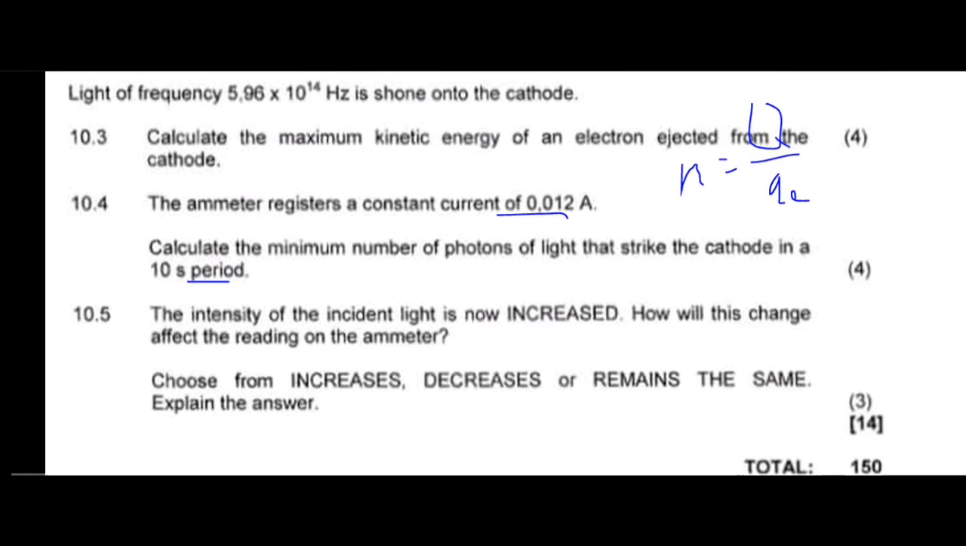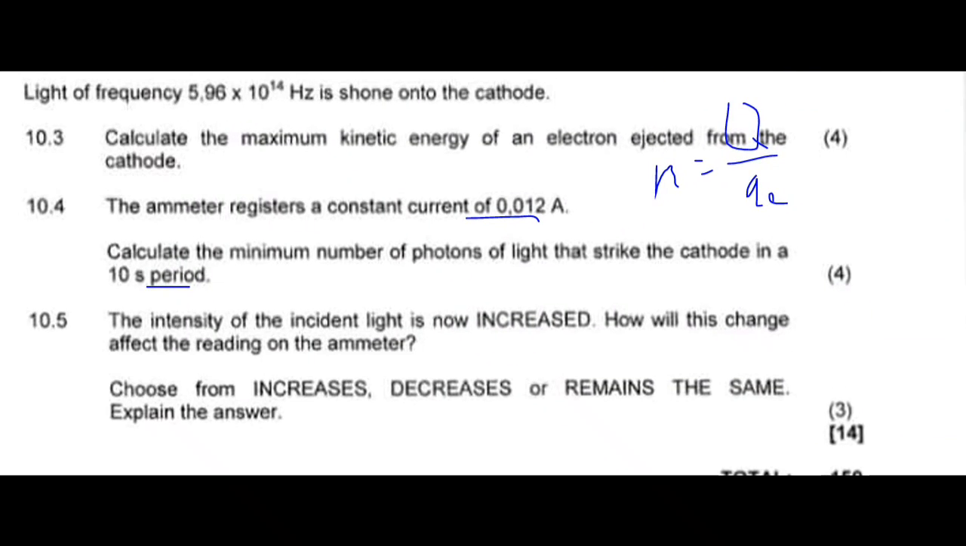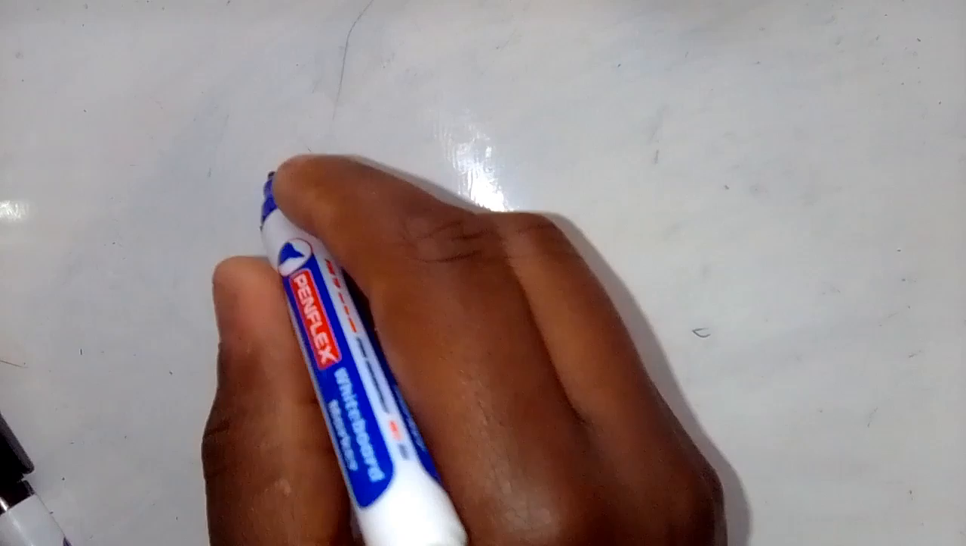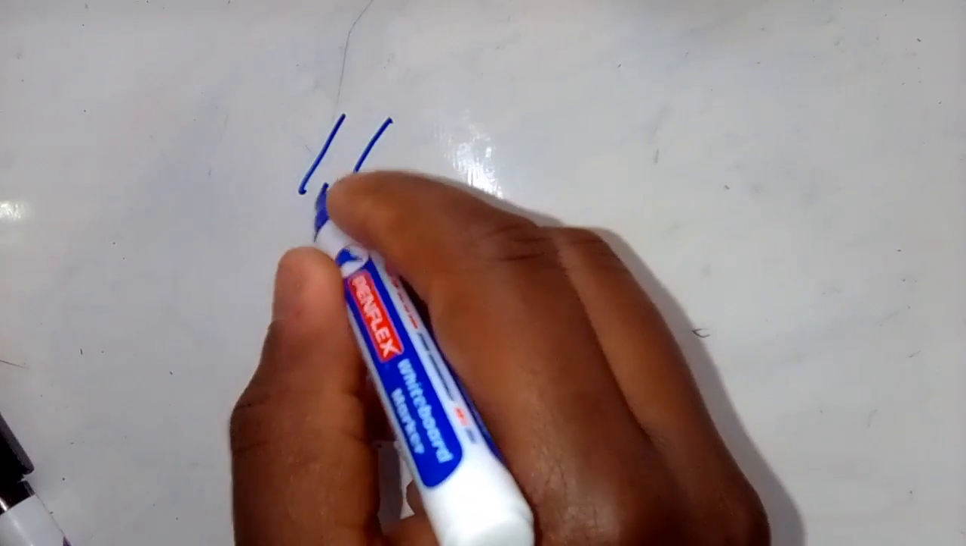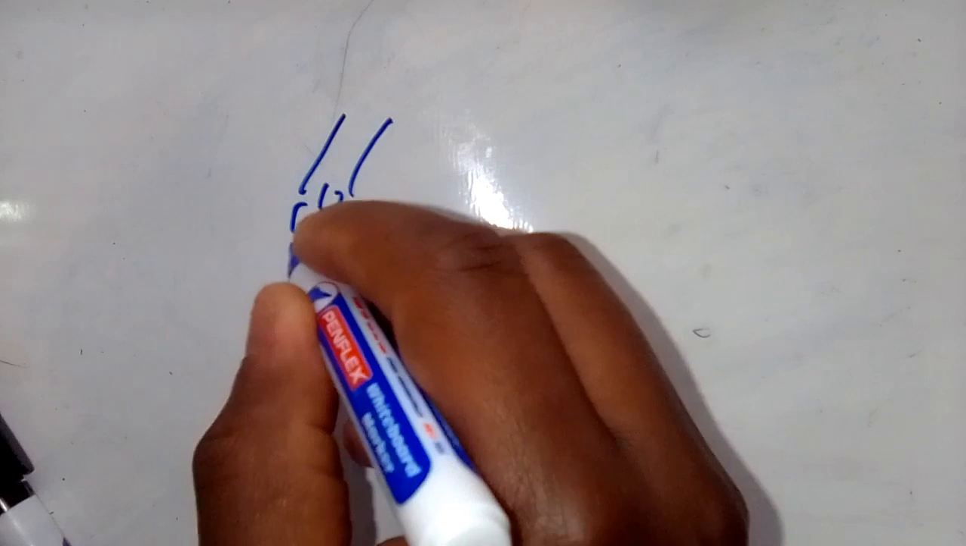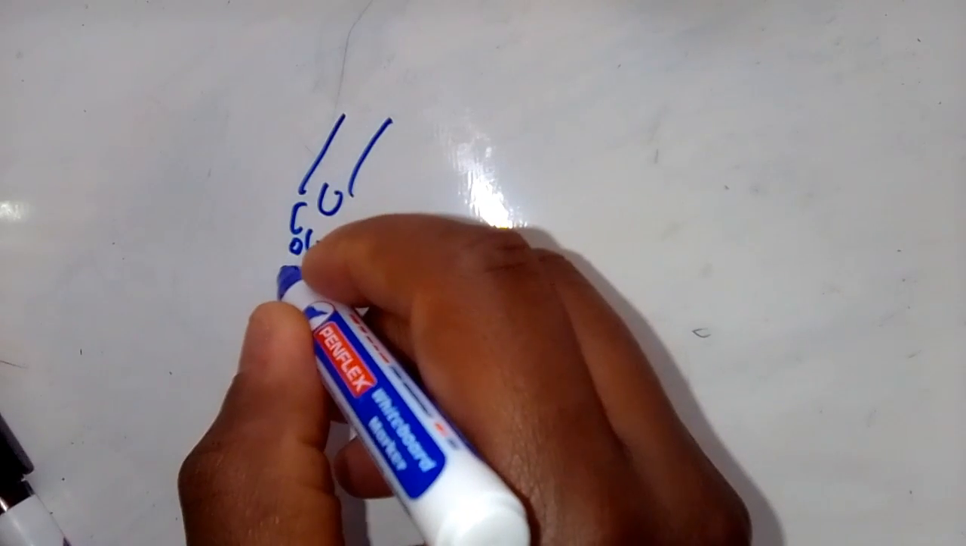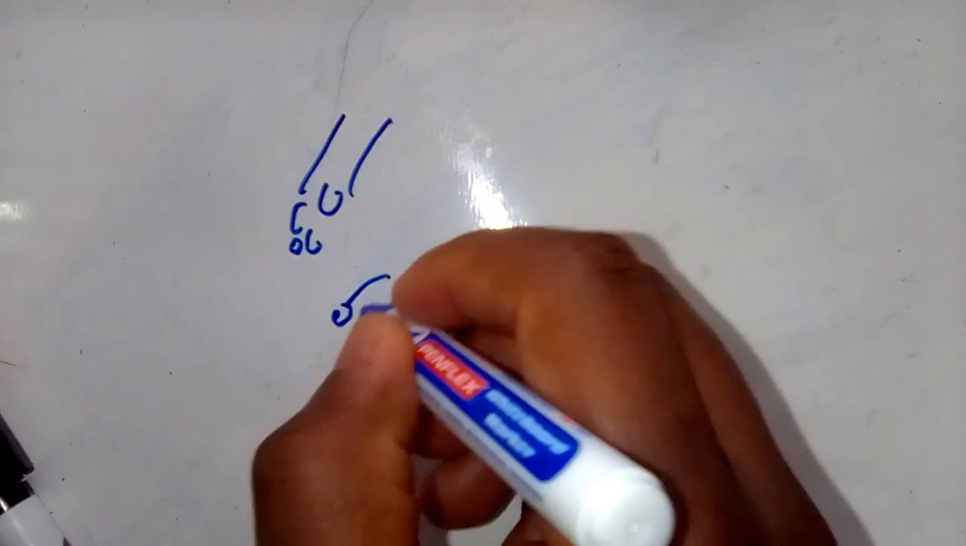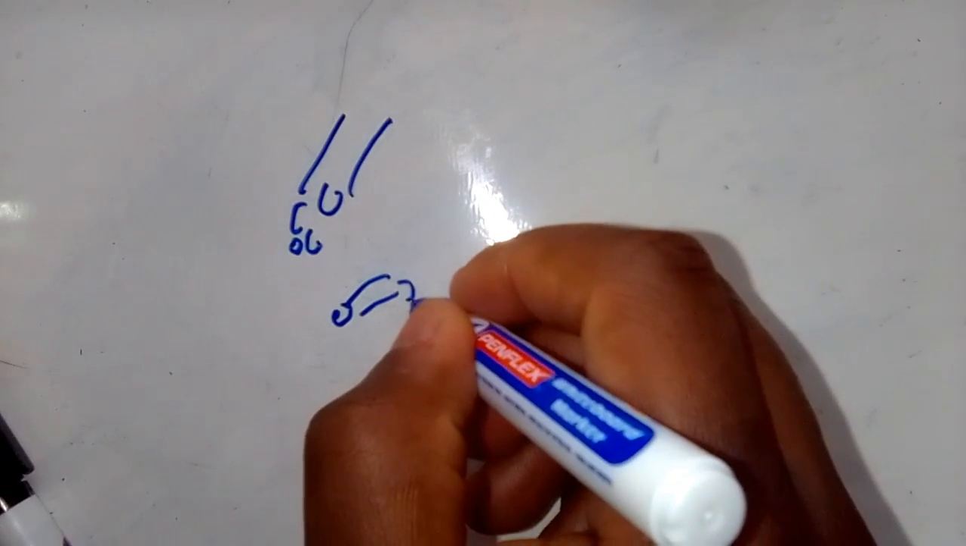All right, so now they ask, so this is what they said. They said the intensity of incident light is now increased. How will the change affect the reading on the ammeter? So the intensity is increased, right? Let's talk about how intensity affects it. Notice that if the intensity of the light is increased, it means that I'm actually increasing the number of photons. If I increase the number of photons, the number of electrons that get emitted also gets increased. That's what you must know.